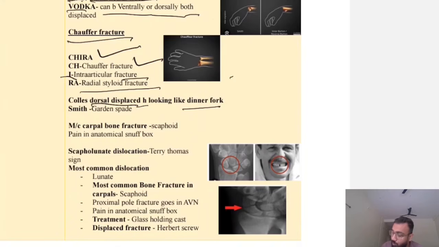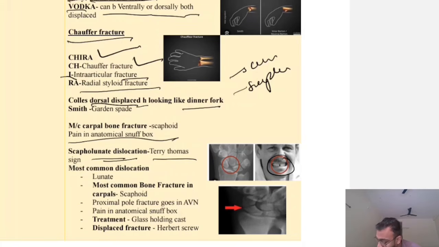Now the most common carpal bone fracture is scaphoid. The patient will present with pain in the anatomical snuffbox. And with scapholunate dislocation, it is known as Terry-Thomas sign. You can see this. The most common carpal dislocation is lunate. The most common carpal bone fracture is scaphoid.